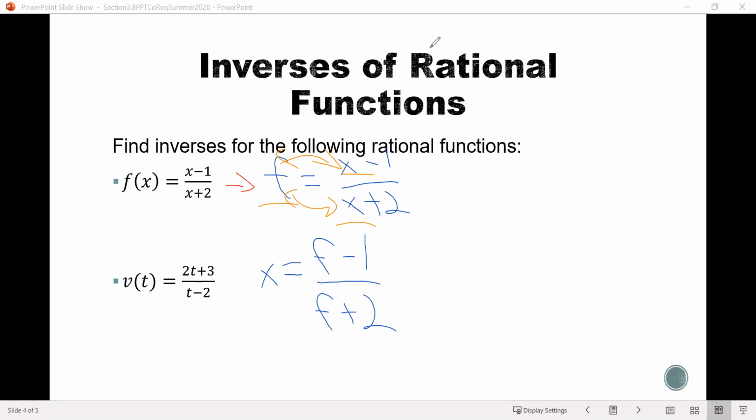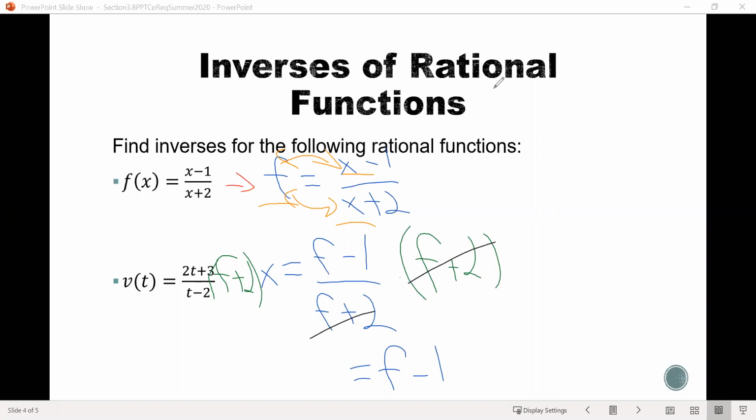So we'll start by getting the 1 out of the denominator. So we'll do that by multiplying by f plus 2 on both sides of the equal sign. Okay, when we do that, these cancel. Let's have f minus 1 on the right-hand side. And on the left-hand side, just like we did in some of the prereq material, I'm going to distribute the x through here. And so what that'll give us is xf plus 2x.